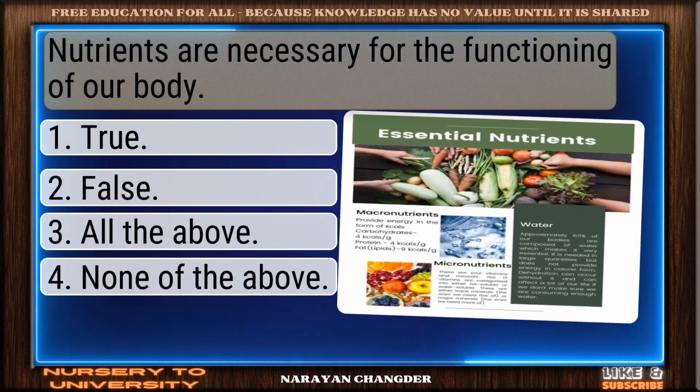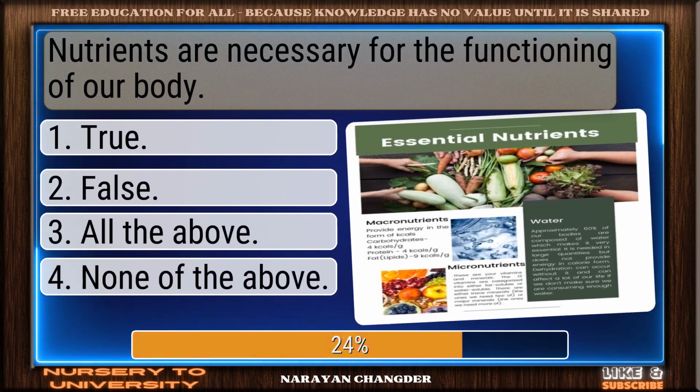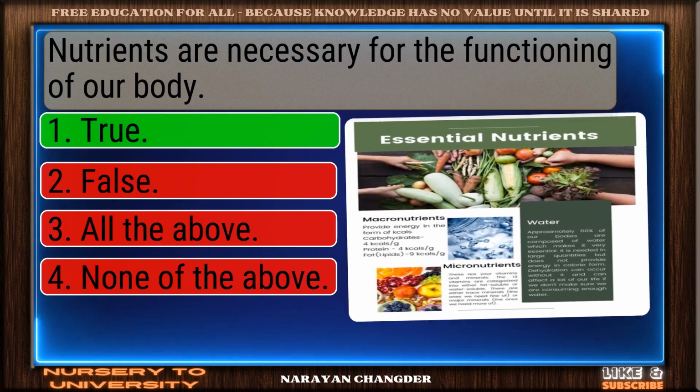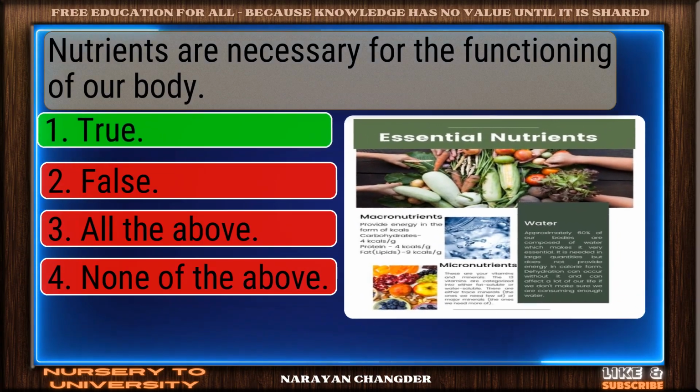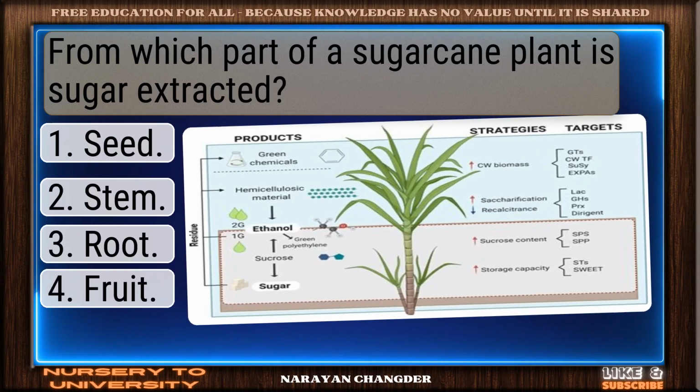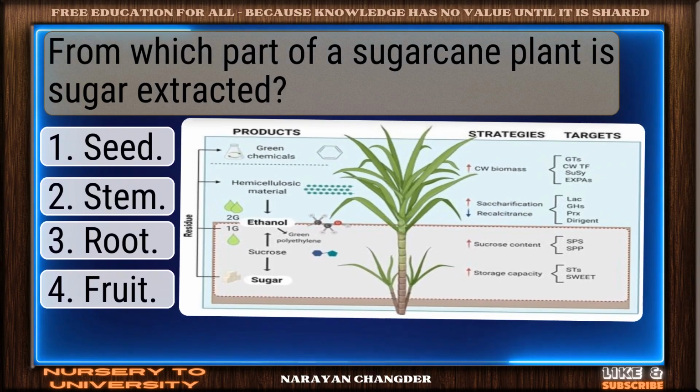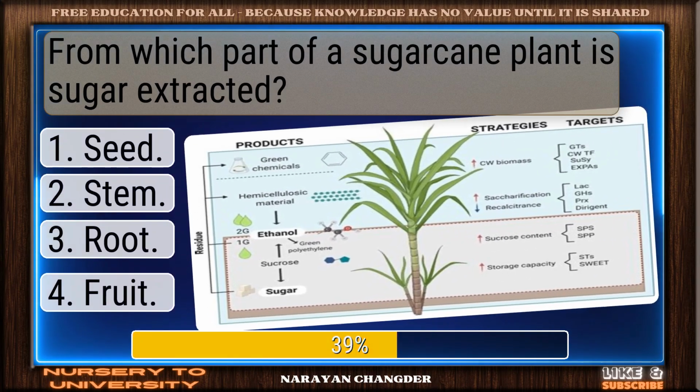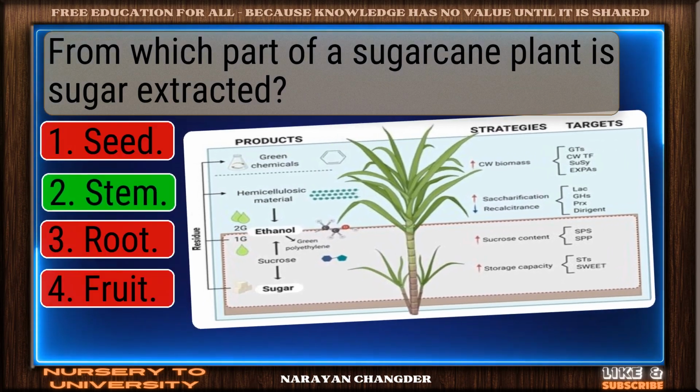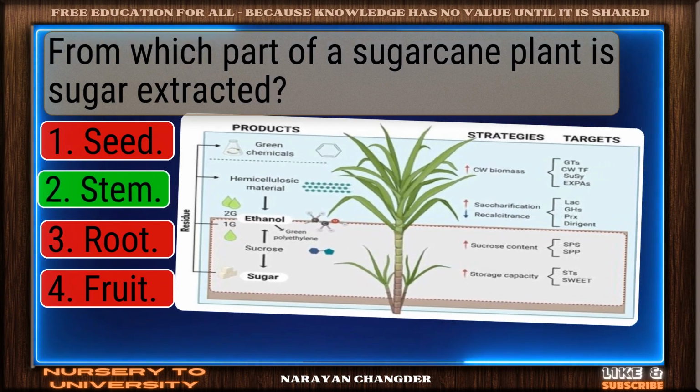Nutrients are necessary for the functioning of our body. Perfect. True is the correct choice. From which part of a sugarcane plant is sugar extracted? Well reasoned. Stem is the correct choice.